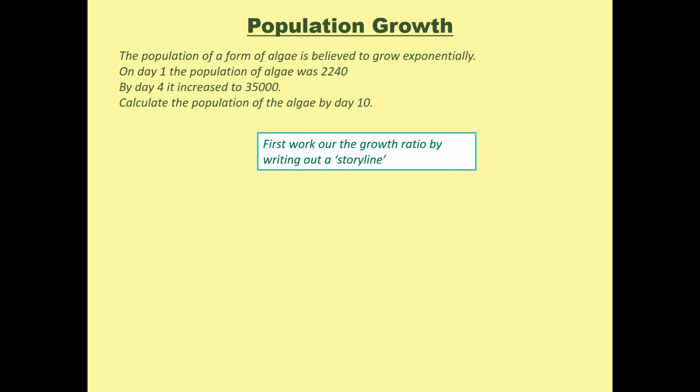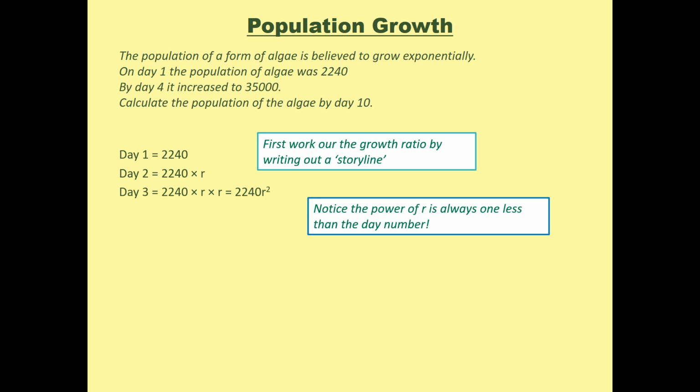So we're going to have to work that out. And we can start to work out our growth ratio, our multiplier, by writing out a storyline. Day 1, there's 2,240. Day 2, it's 2,240 times R. Day 3, 2,240 times R squared, because each day it's being multiplied by that growth ratio, that multiplier. Notice the power of R here is 1 less than the number of days. That 2 is 1 fewer than day 3. Day 4, 2,240 R cubed.